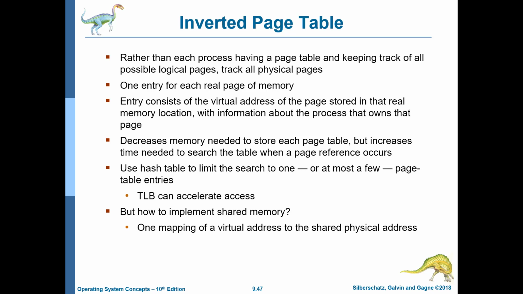The final design in this space is known as the inverted page table, which is that rather than each process having a separate page table and keeping track of all logical pages, why not have a single page table for all processes? So in this case, the single page table is actually a list of frames, right? And then we use a hashing engine to find the frame that the virtual page maps to. So each entry will consist of the virtual address of the page stored in that real memory location. So if multiple memory locations are mapping to the same frame, there will be multiple entries, right?